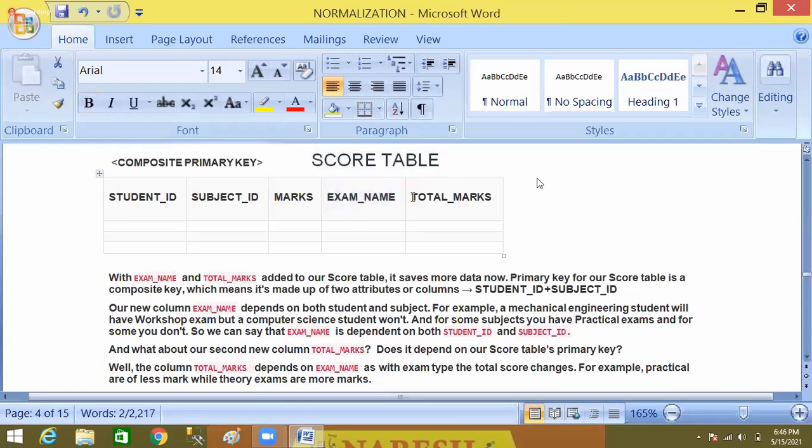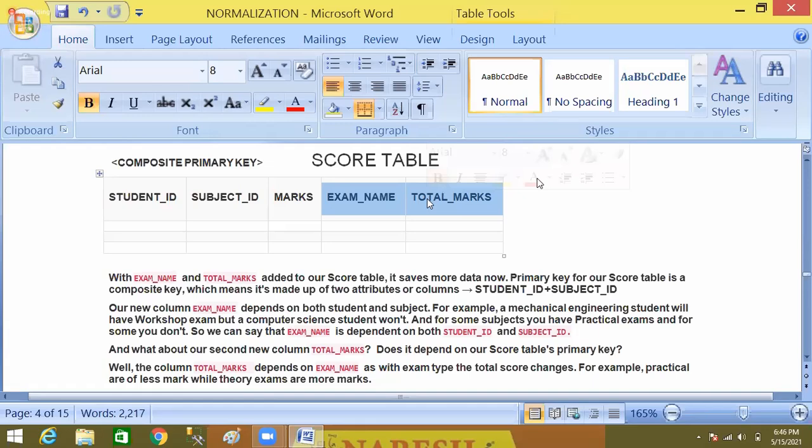So here examination name and total marks are both non-primary key columns. Now, the marks column is depending on student ID, subject ID. Examination name is also depending on student ID, subject ID. But total marks, can you tell me what total marks is depending on? Is the total marks column depending on examination name, or marks, or subject ID, or student ID? Which one, guys?